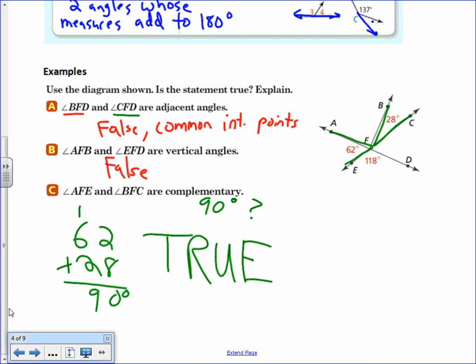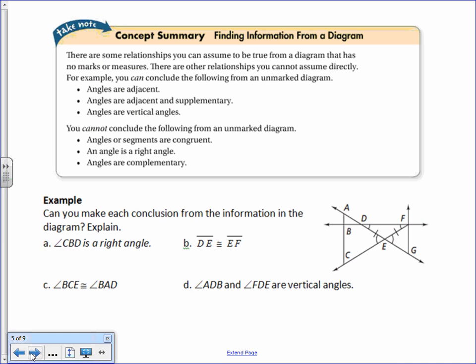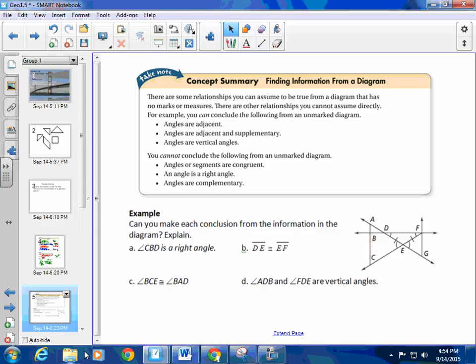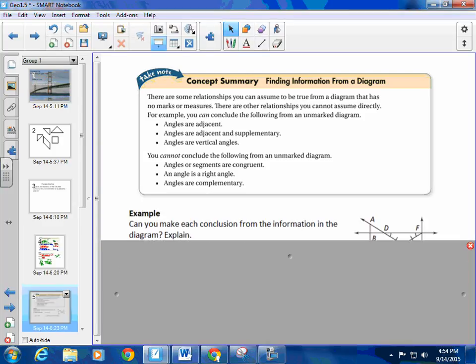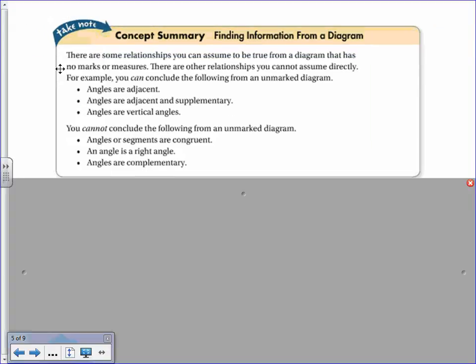So that's angle pairs. Those are the types. So here we go. Concept summary. This is something that's important, and it's important just to know. You don't have to really do that much with it, but we got a couple practices with it. Some things you can assume and some things you cannot assume when you're looking at a diagram. When in doubt, look to see if there's any marks. There are some relationships you can assume to be true from a diagram that have no marks or measures. There are other relationships that you cannot assume directly.